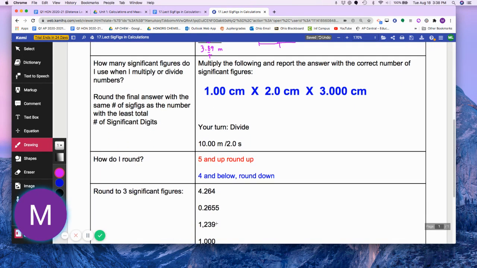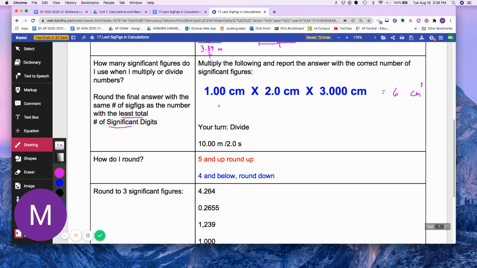When you're multiplying and dividing, the rule changes a little bit. For this one, the rule is round the final answer with the same number of sig figs as the number with the least total number of sig figs. For example, when I'm multiplying these 3 numbers, 1 times 2 times 3 equals 6 centimeter cubed. So I wonder, how do I know how many to report? How many zeros after? Or how many decimal places?